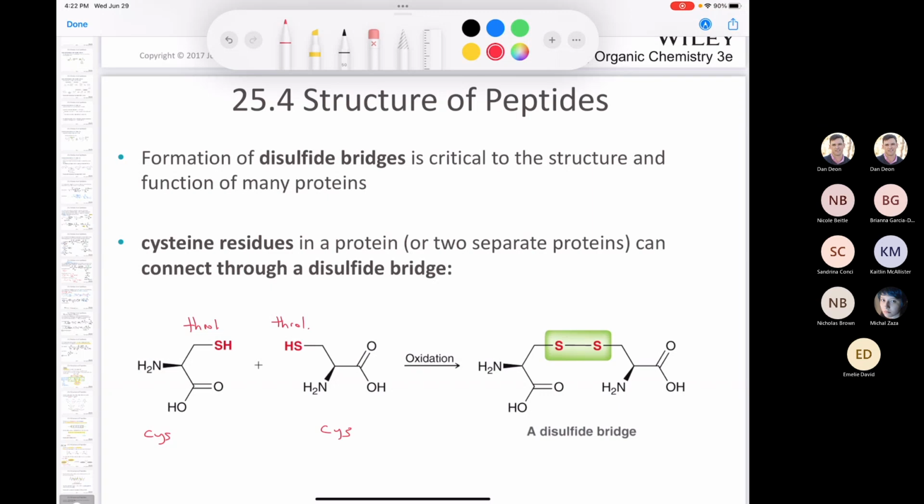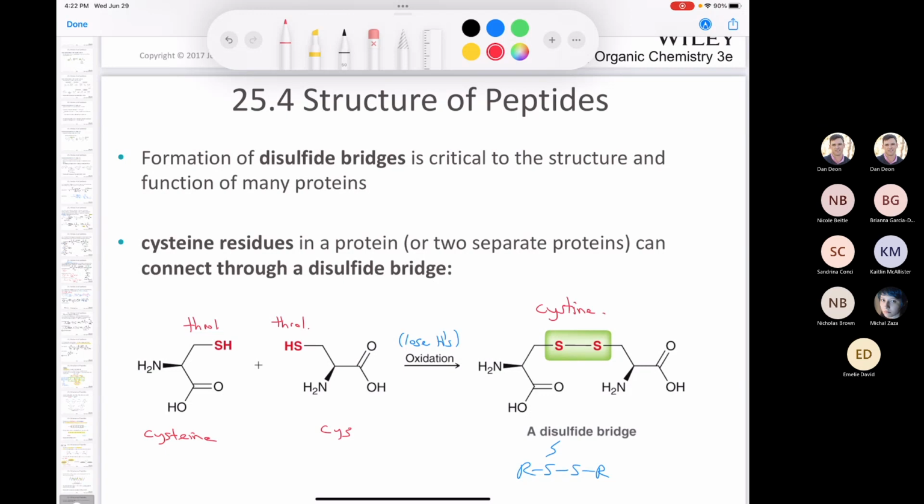And what happens is they can undergo an oxidation process. How do we know this is oxidation? Because you're losing hydrogens. You lose this hydrogen and this hydrogen, and you form a bond between the two sulfurs, and we call that a disulfide bridge. A disulfide is when you have an R group with 2 sulfurs and then another R group. This molecule is called cysteine.